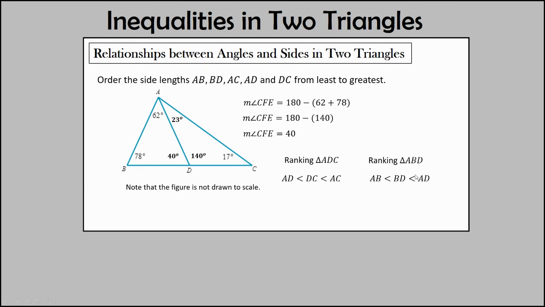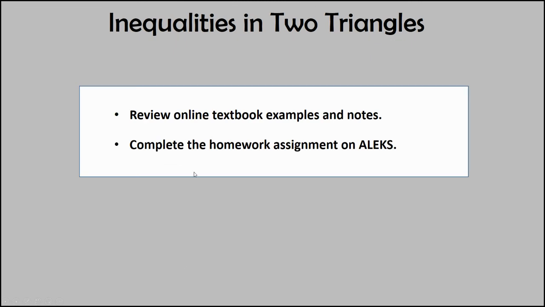And now, if AD is the biggest side here, and the smallest side here, then when we put it together, AB and BD are smaller sides than AD, and then DC and AC are bigger. Looks like that. Okay, so that's what you're going to work on tonight. You're going to work on hinge theorem, and you're going to work on ranking the sides from two triangles. All right.